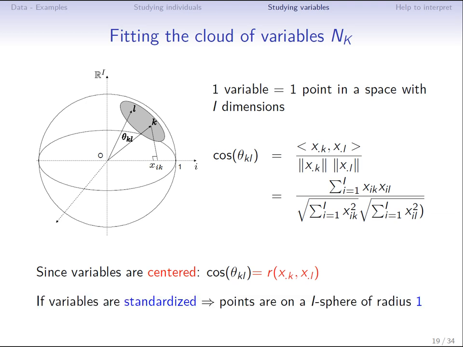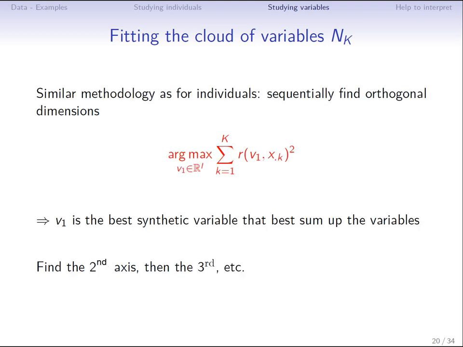If variables are standardized, the length of the arrows in the global space equals 1, and all arrows will be at a distance 1 on an I-sphere of radius 1. So for a variable, we have an arrow from the center of the I-sphere, and that goes on the I-sphere of radius 1. The question now is, how can we view the cloud of variables? This cloud evolves in a space with high dimensions, and I cannot see it in high dimensions. So we will find dimensions that allow us to see the cloud of variables in the best way.